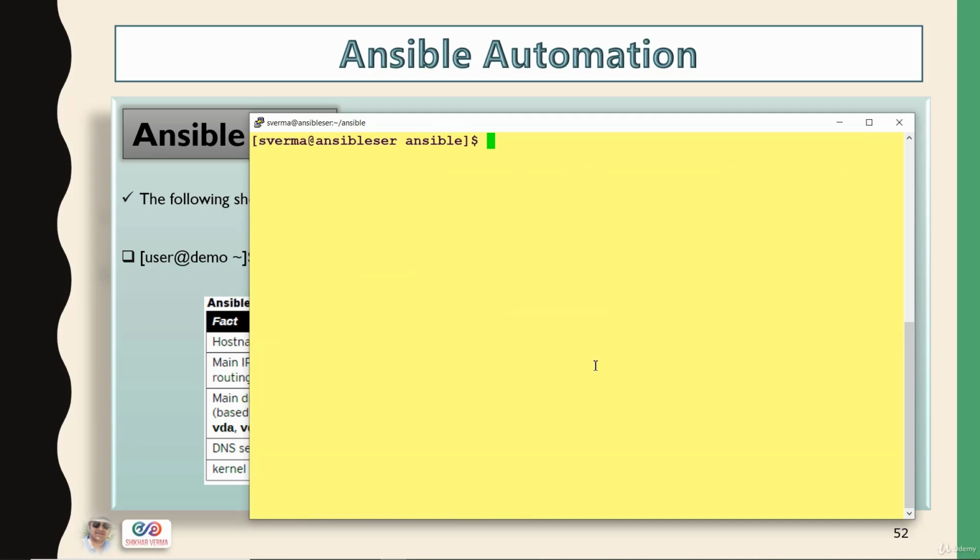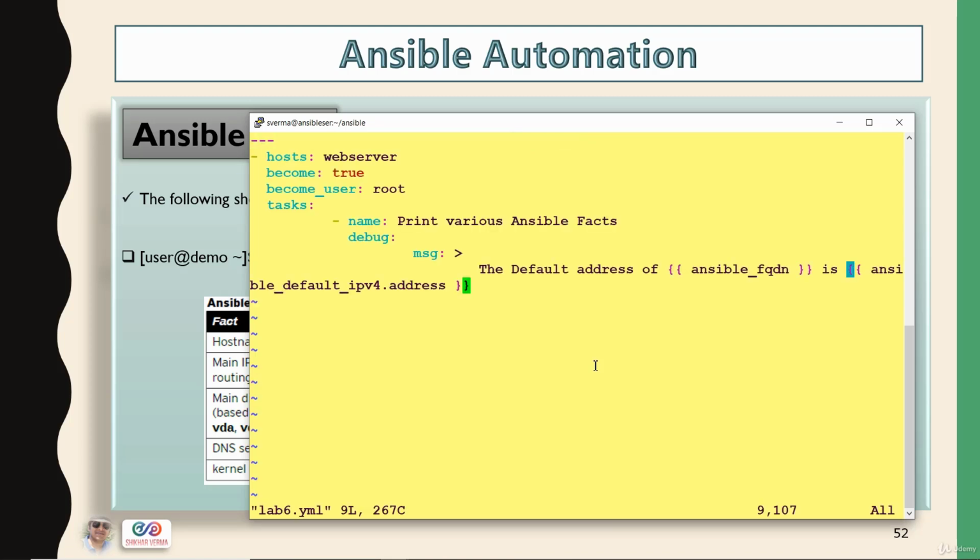You can also use the Ansible facts in a playbook as well. So let me show you. I had already created this one. So here you can see I have defined this one. Print various Ansible facts, debug message, and here I have just mentioned default address, and in this double curly bracket you can use the Ansible facts. So if I am going to run this one, first it is going to print this one, default address of this one Ansible fact, and this is the IP address.